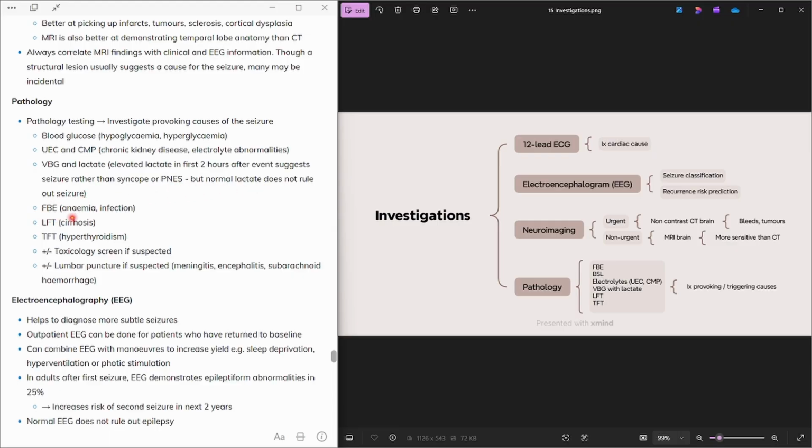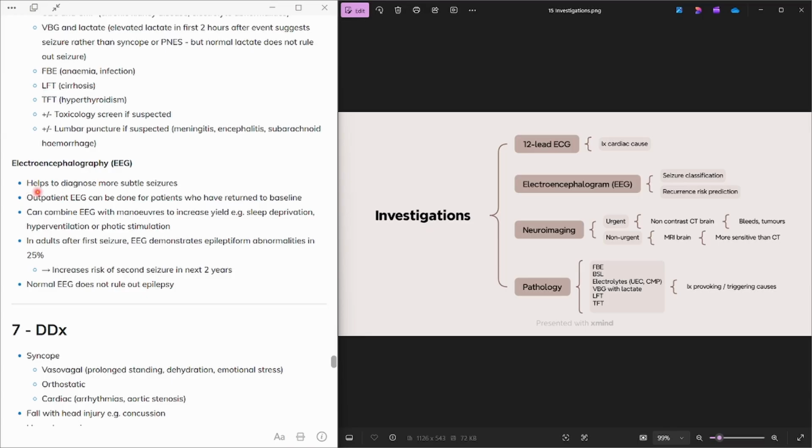We also do an FBE to look for anemia and signs of infection, LFTs for cirrhosis, TFTs for hyperthyroidism, and we can do a tox screen if it's clinically suspected, or a lumbar puncture if this is also clinically suspected for meningitis, encephalitis, or a subarachnoid hemorrhage.